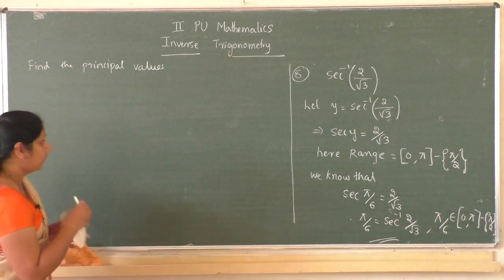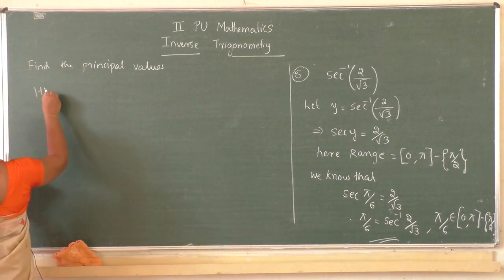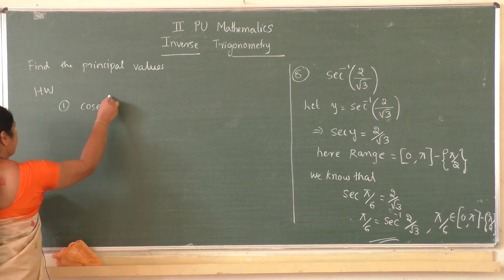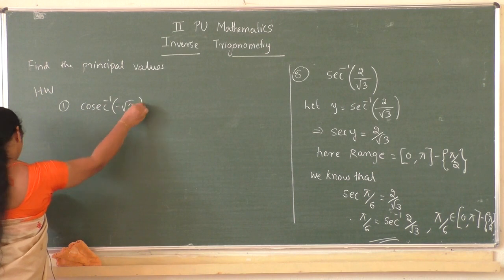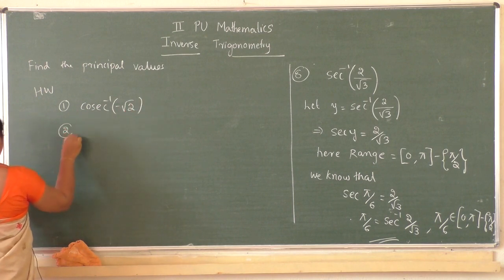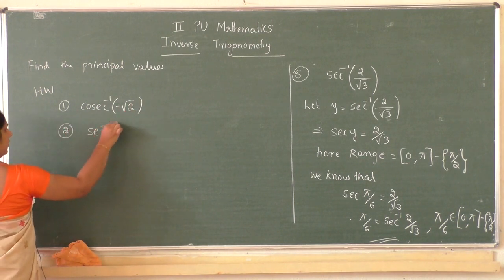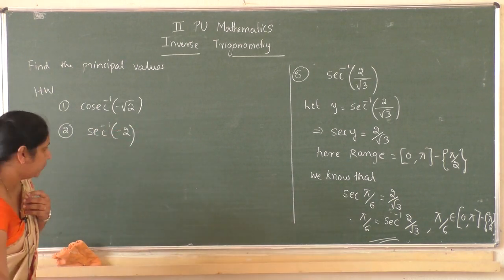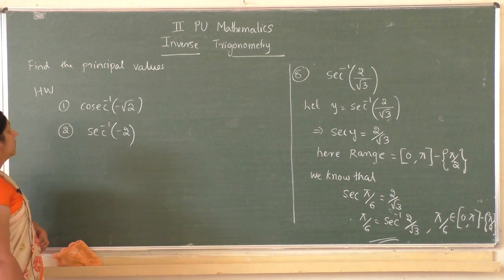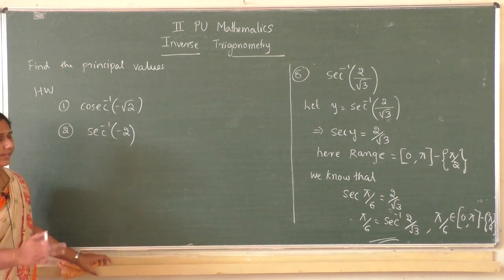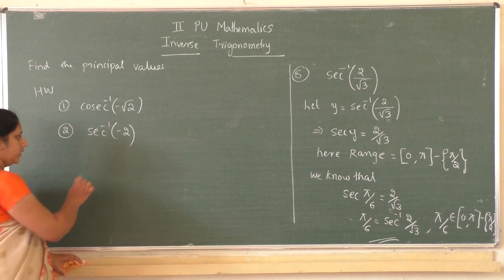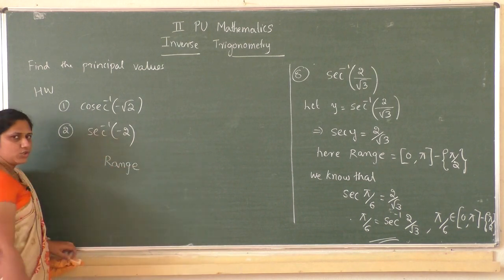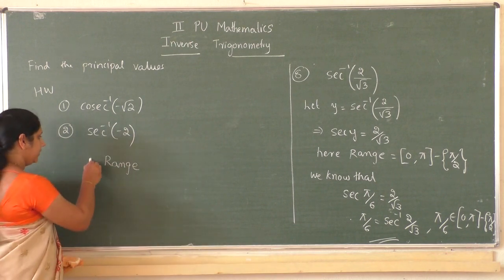So, write homework questions. Cosec inverse of minus root 2 and sec inverse of minus 2. See, to find principal values, first you have to know the range of inverse trigonometric functions.